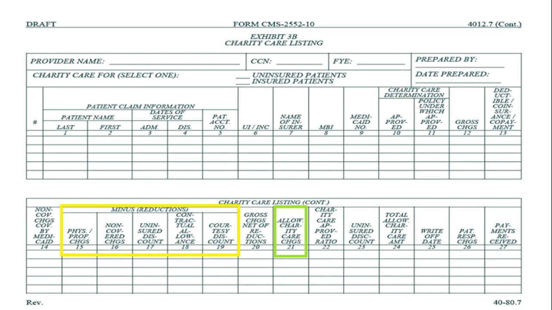Column 3 is just a copy of column 17, the uninsured discounts. And then the remaining columns are kind of calculated amounts. I'll skip to column 25. That's the write-off date. That should be within the cost reporting period. And then finally, I'll skip to column 27. Those are the payments received for patients that were previously written off to line 20. So that's more of your line 22 reported amounts.